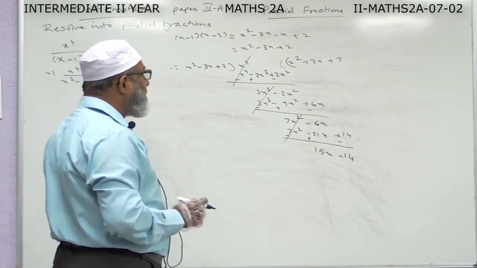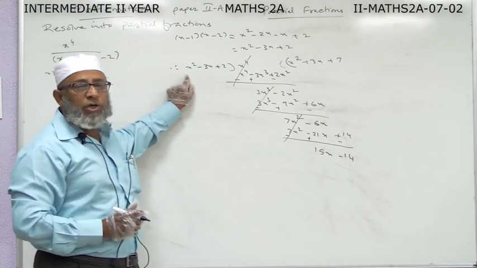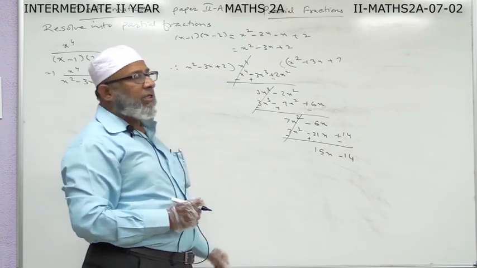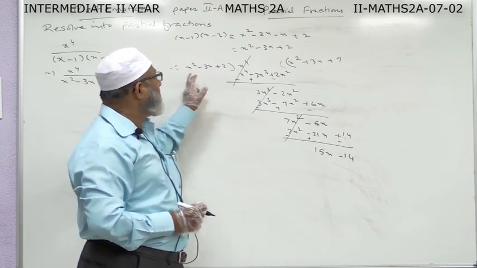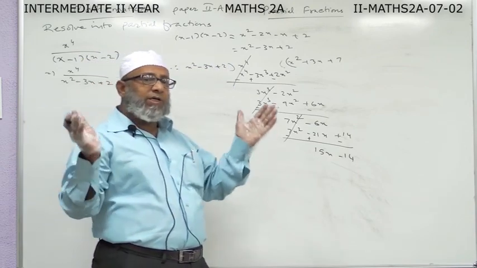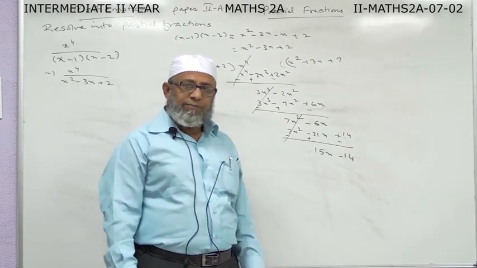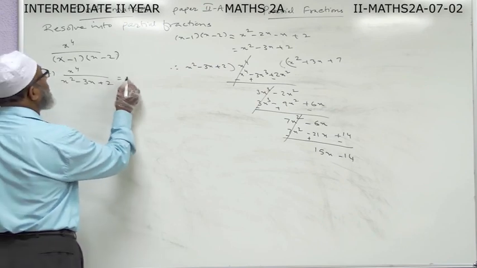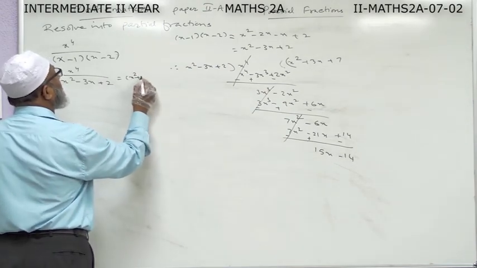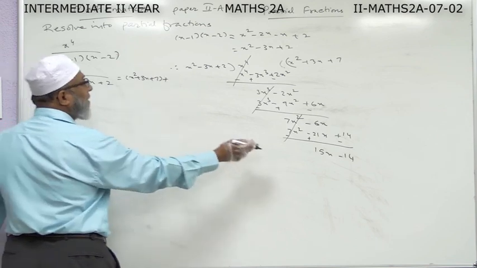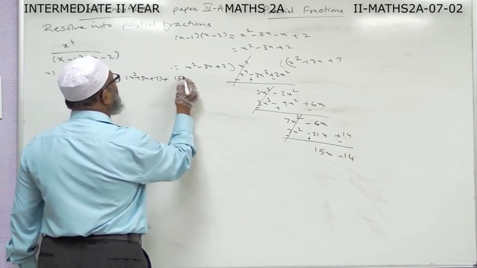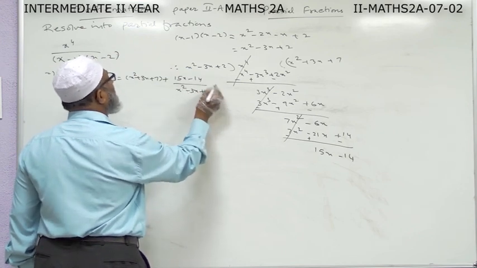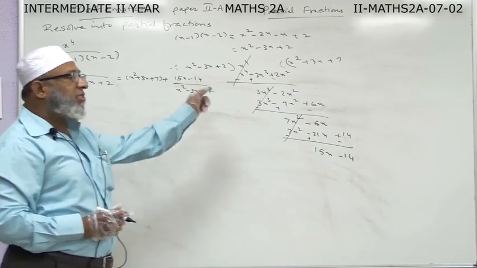So now you see what is the degree here, what is the power of x square? 2. Whereas here the power is 1. So it means that this division must stop here. Therefore, we say that it has been converted into the proper fraction. Therefore, I am writing this as x square plus 3x plus 7 plus 15x minus 14 divided by x square minus 3x plus 2. Isn't it?